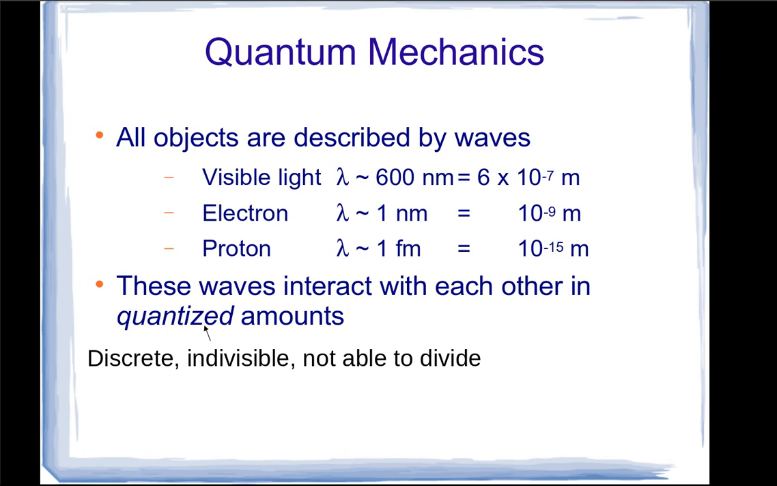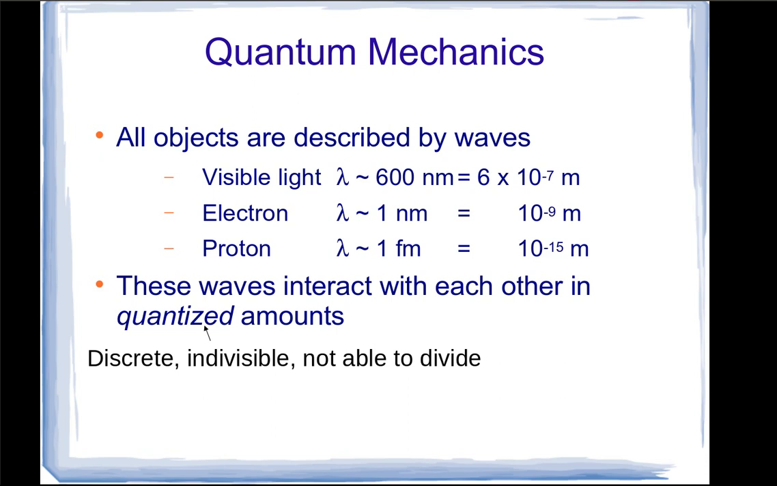So quantum mechanics broadly says that everything is described with waves. Visible light has a wavelength vaguely around 600 nanometers. Electrons, the way that we encounter them in everyday life, have a wavelength of around 1 nanometer. Protons, as we typically encounter them in atoms, have a wavelength of about 1 femtometer. So that's the first idea.